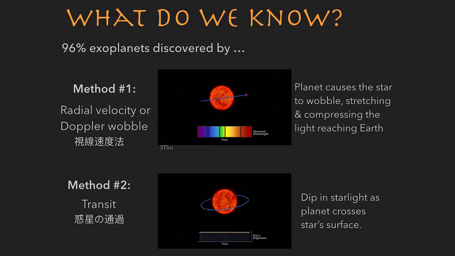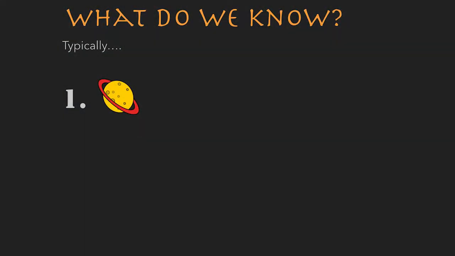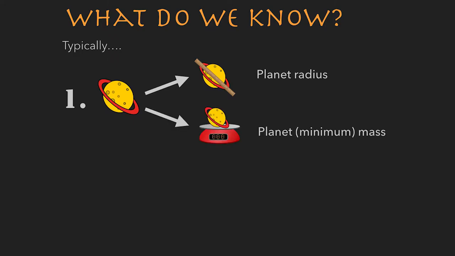And here, the planet passes between the star and where we're viewing on Earth. And as it passes across the star's surface, a tiny bit of the light is obscured to indicate a planet might be there. Now, typically, this tells us two pieces of information about the planet. The first is something about its physical size. If the planet has been found through the transit technique, the amount of light it obscures tells us about the planet's radius. Alternatively, if the planet is found through the Doppler wobble technique, the size of the wobble that it induces in a star tells us about the planet's minimum mass.